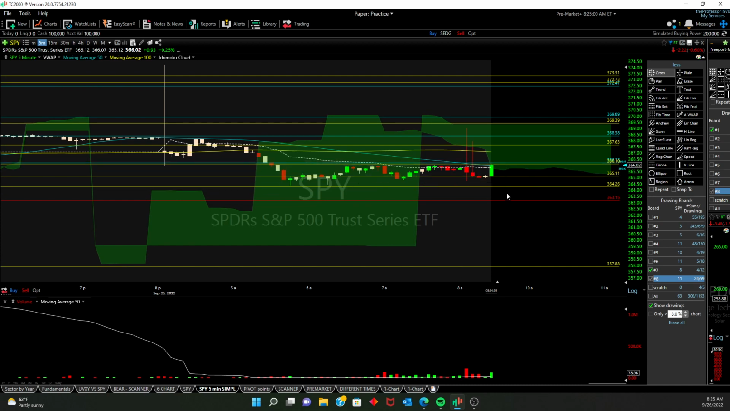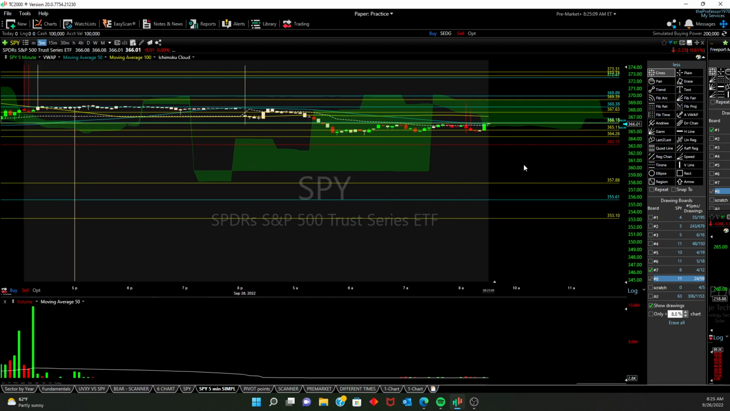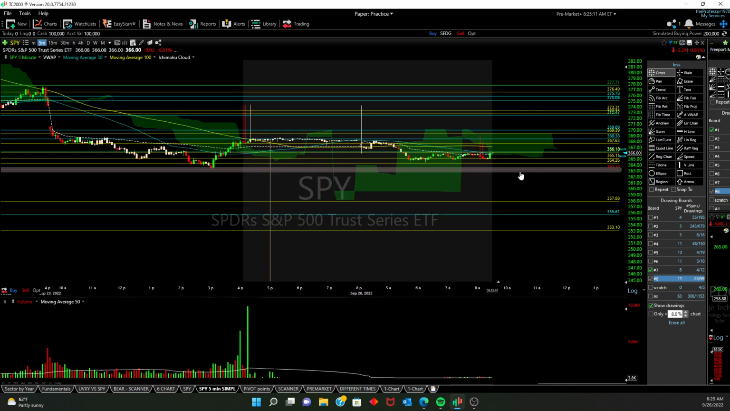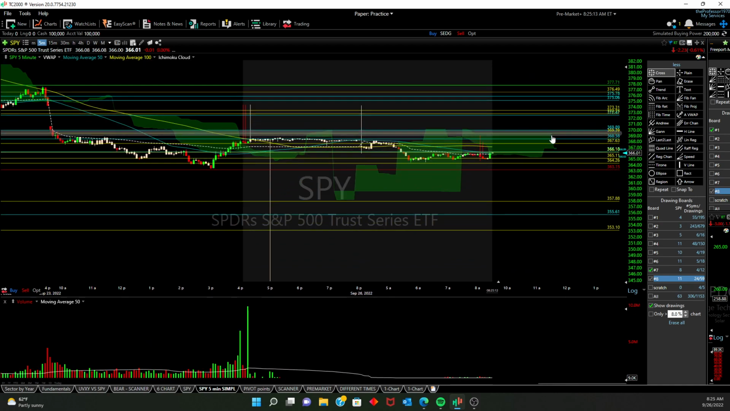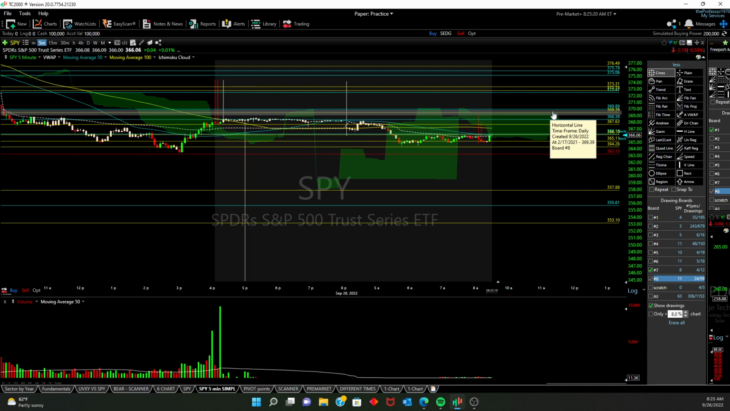If we break down below it on volume, then we can look for lower levels. If we trade above it, then from what I'm looking at, if we can get above this yellow line right here, this 369.39 is what I would use right now as my resistance level to the upside.